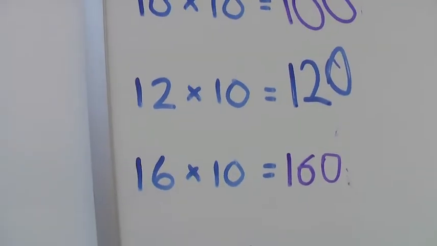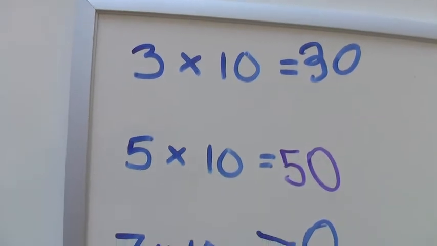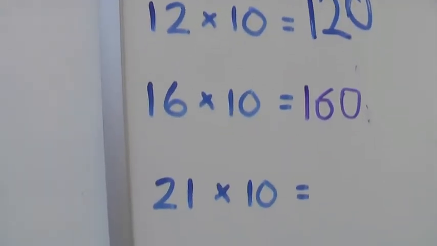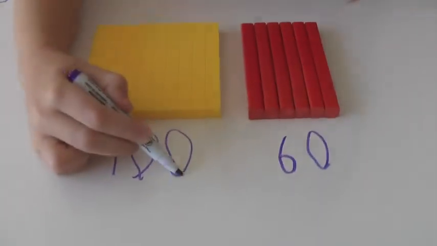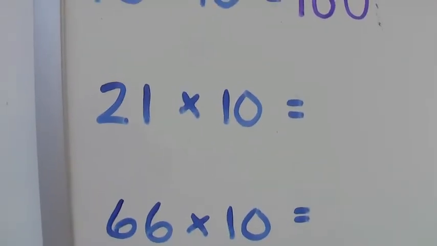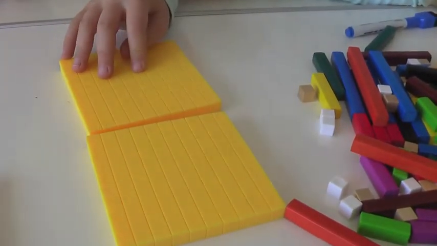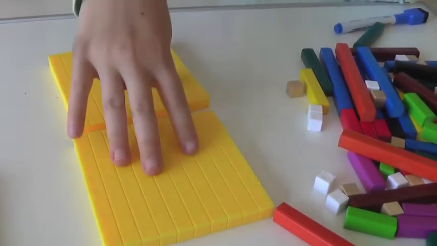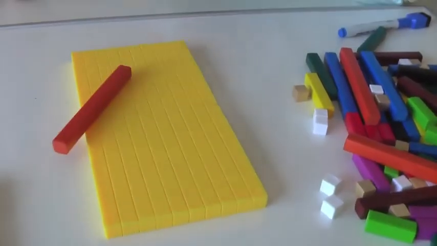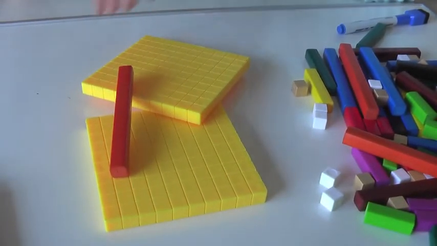Okay, so this is 60. Do we see a pattern yet? This is 60, and this is 100. Yep, 100 plus 60. All right, Zoe's working on 21 times 10. So here she has 10 times 10 and 10 times 10, so that's 20 times 10. And I just need one more 10. So it's 200 and 10. Good, you can go ahead and write that in.